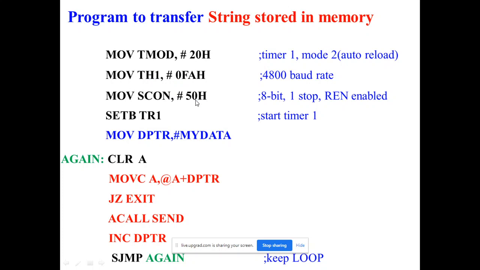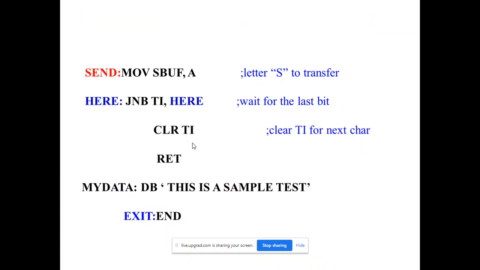Then 50H I am placing into the SCON. Either you can place here 50H, otherwise 40H, both are acceptable. Then start the timer. After that, whatever string I want to display, I am just putting into the memory. I want to take the data and pass it serially out. That is the problem, and that's why I am just writing one string in the memory.